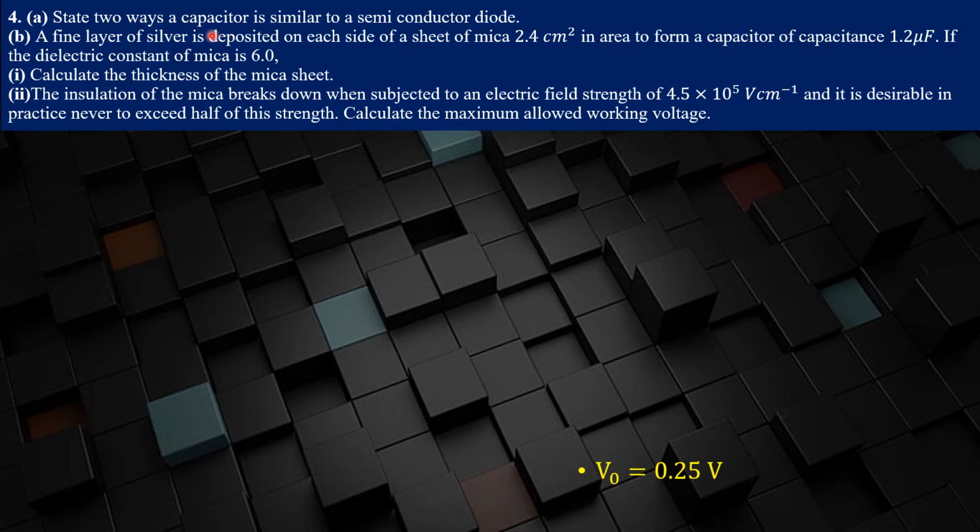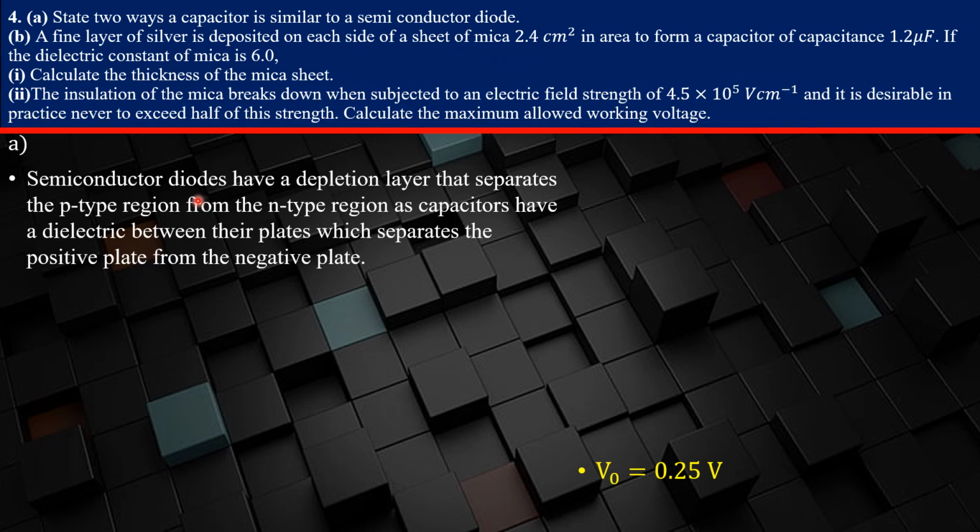State two ways a capacitor is similar to a semiconductor diode. All right, so let's look at them. Semiconductor diodes have a depletion layer that separates the p-type region from the n-type region, as a capacitor has a dielectric between its plates which separates the positive plate from the negative plate. That's a very good similarity there, right?